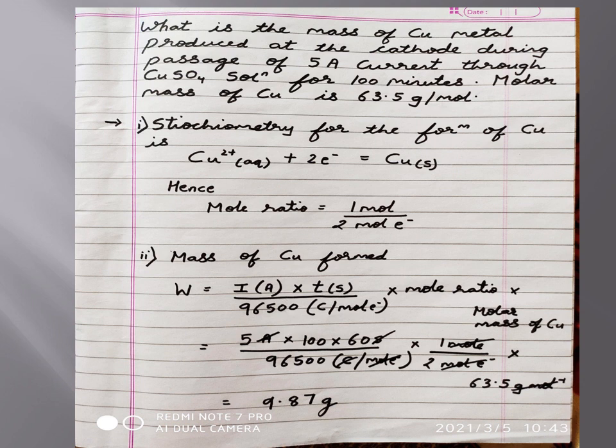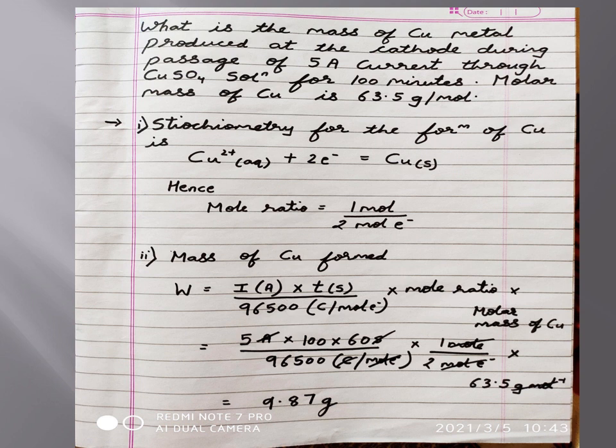So now we need to find out the mole ratio. Students, Cu has the charge of 2+. So that is why 2 electrons are involved over here. So mole ratio is equal to how many moles of Cu are involved? 1 mole. And how many electrons are there? 2 electrons. So it is 1 mole upon 2 moles of electrons.